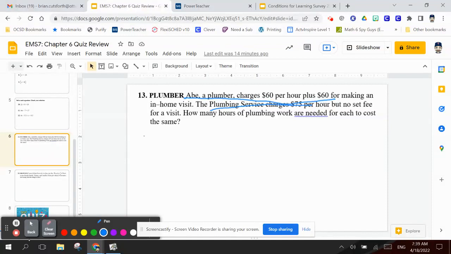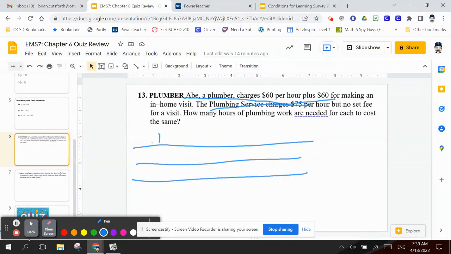So for hour 1, for Abe, and then plumbing service, Abe in 1 hour is going to charge the $60 plus the $60 for coming in. That's $120. Plumbing service only goes $75. For 2 hours of work, it would have $120 for Abe plus another $60 for another hour would be $180. Plumbing would be 75 plus 75 was 150.